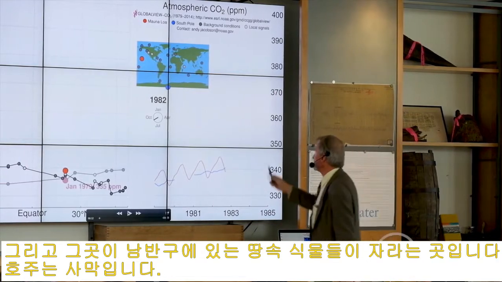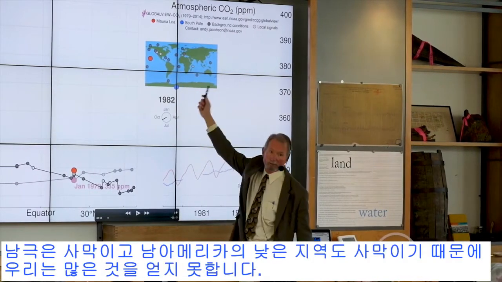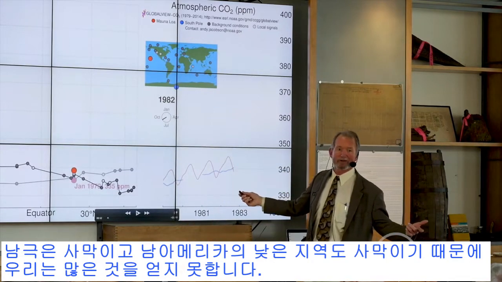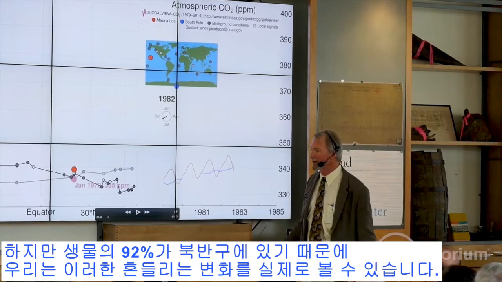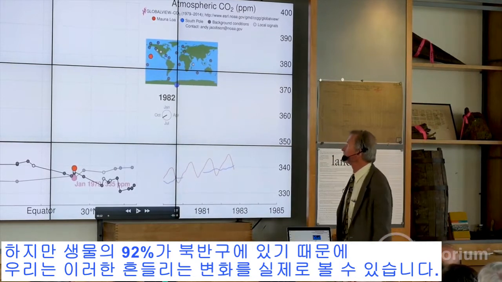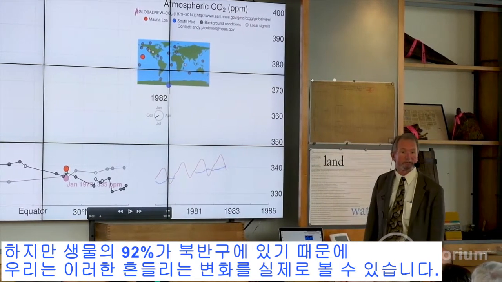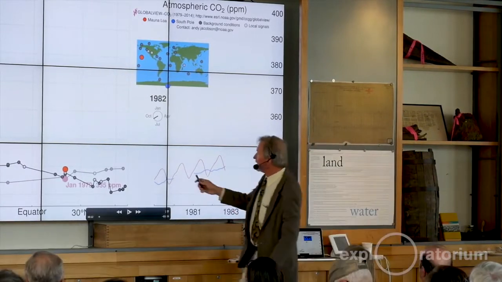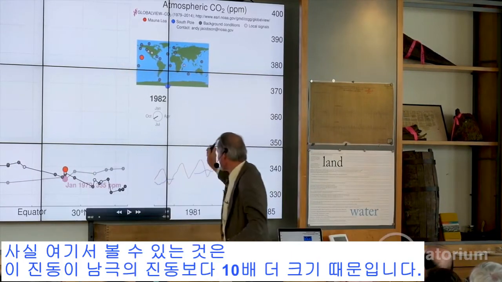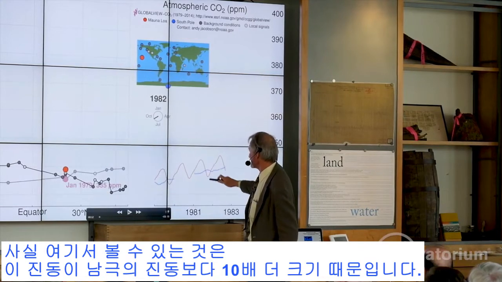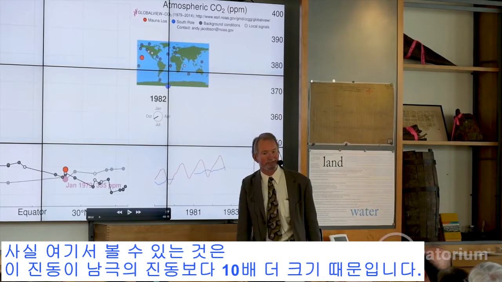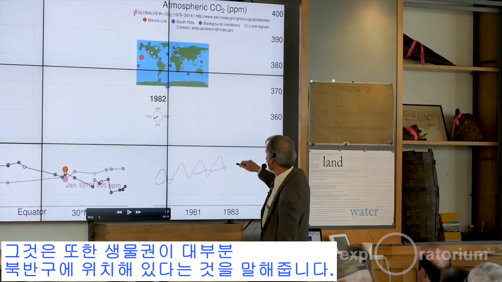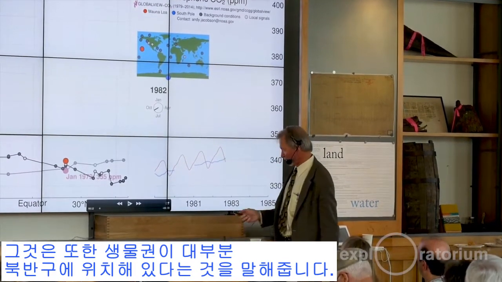In the southern hemisphere, Australia is a desert, Antarctica is a desert, the lower part of South America is a desert, so you're not getting much. About 90 to 95%, I think the latest estimate was 92% of the terrestrial biology is in the northern hemisphere. So you're going to see that really kind of driving these swings. And in fact, you can see that here, because you get this oscillation that's 10 times bigger than the oscillation at South Pole. That also tells you that the biosphere is located mostly in the northern hemisphere.